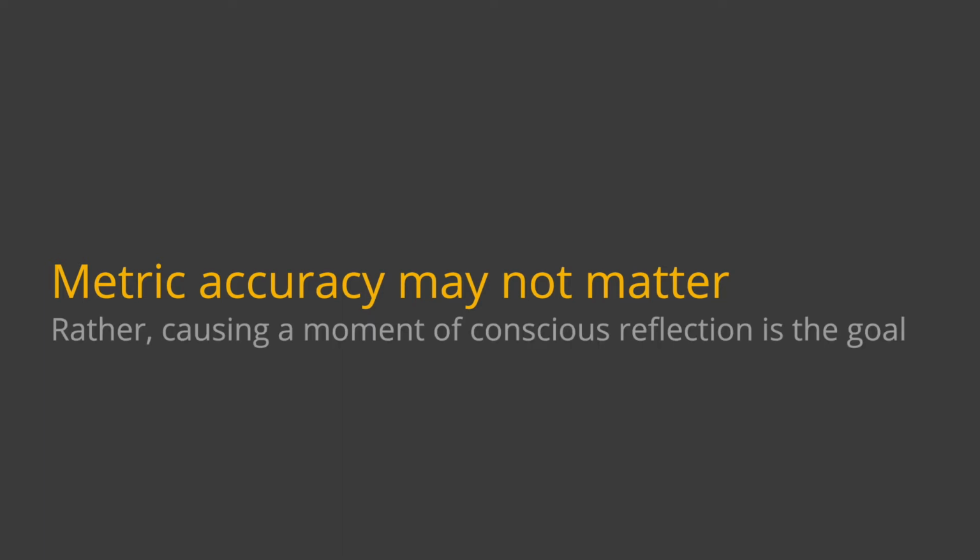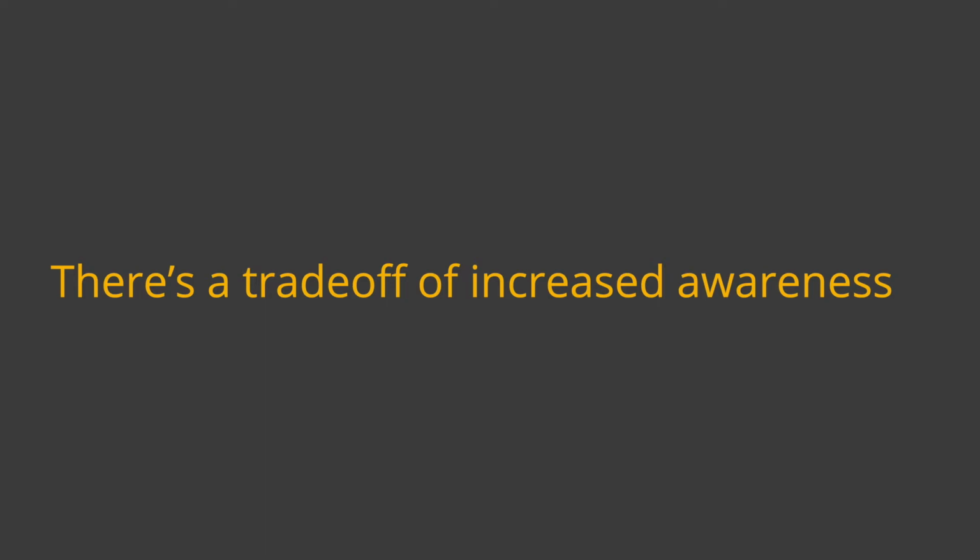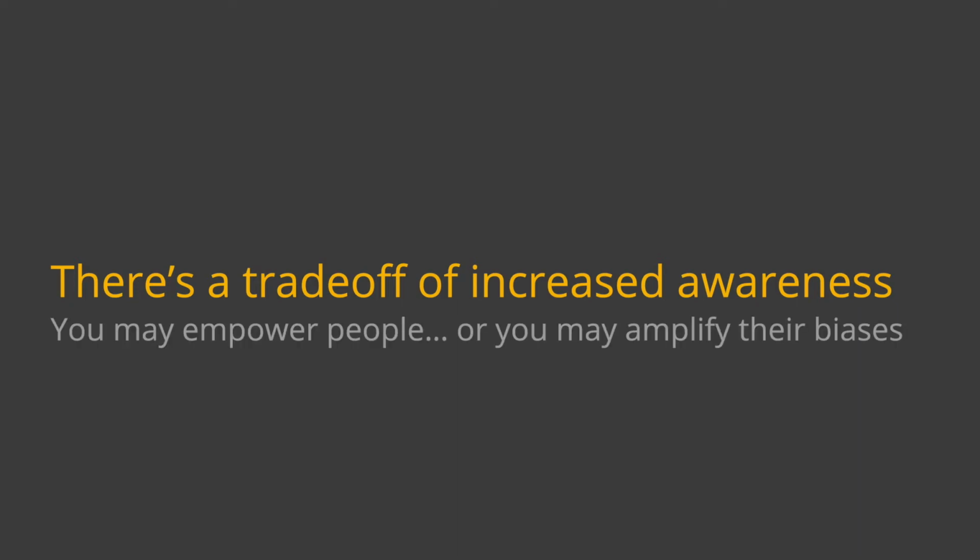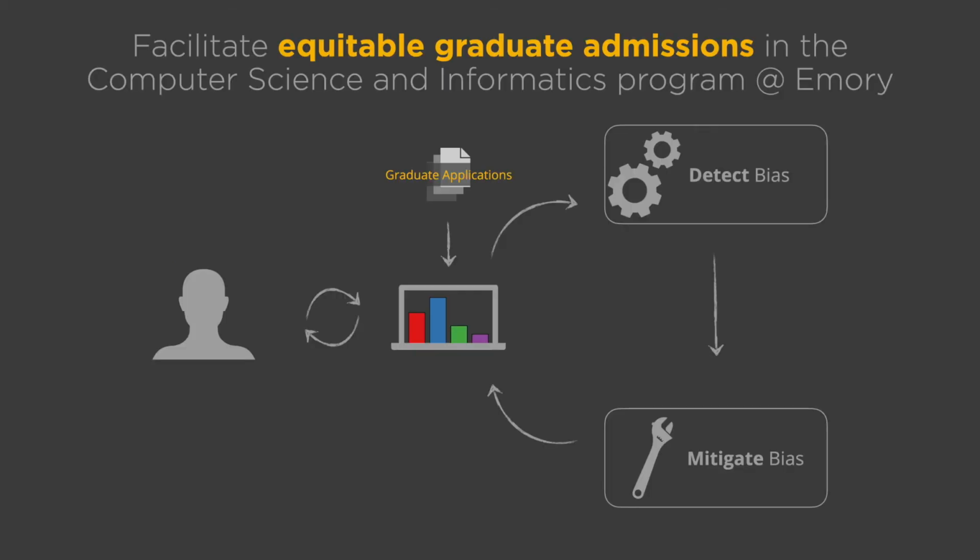It's difficult to be prescriptive about what constitutes ideal behavior or decisions because it's so context dependent. Instead, using visualization and interaction design to cause the user to take a moment of conscious reflection is far more valuable. And finally, there's a trade-off to increasing people's awareness of potential biases. It comes at the cost of increased cognitive load, certainly, and you may empower people to make more informed and conscientious decisions, but you may also just be giving them ammunition to amplify their conscious biases.